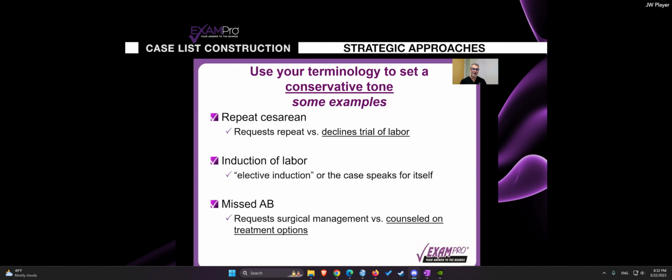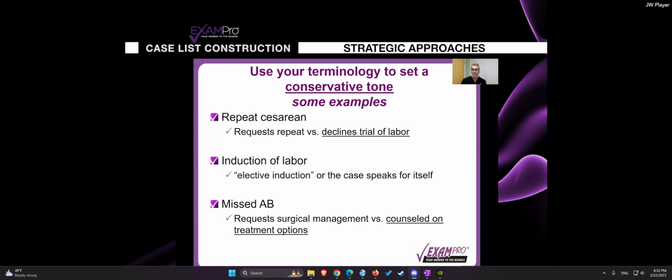And this is a perfect opportunity for you to talk about the fact that the patient preferred to have that induction. It was done basically electively, but again, you get to talk about what goes into that decision, the counseling, the pros and cons. And I don't think you need to just write elective induction, elective induction, elective induction on all of these cases on your list. Let the case speak for itself. It's a more conservative approach.